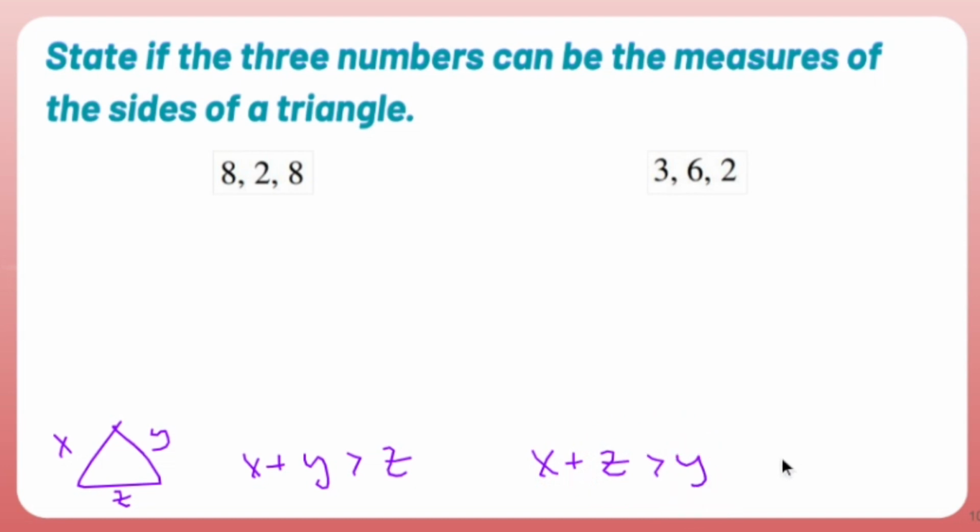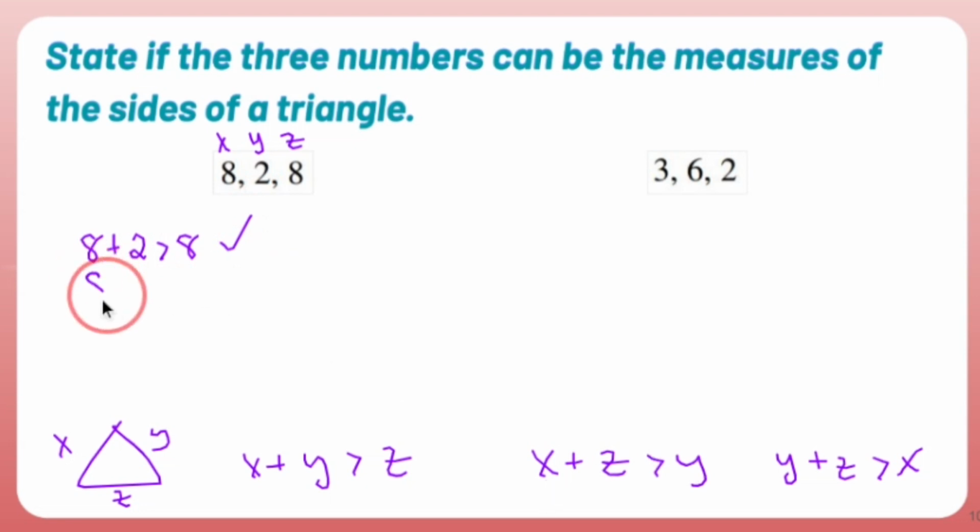And what didn't I do? Y plus z has to be greater than x. So if I call you x, y, and z, we could put all of those to the test. X plus y is 8 plus 2 has to be greater than 8. Yep, checks out. 10 is greater than 8. X plus z is going to be 8 plus 8 has to be greater than y, which is 2. 18 is greater than 2. That checks out. And y plus z has to be greater than x, so 2 plus 8 has to be greater than 8. That checks out.